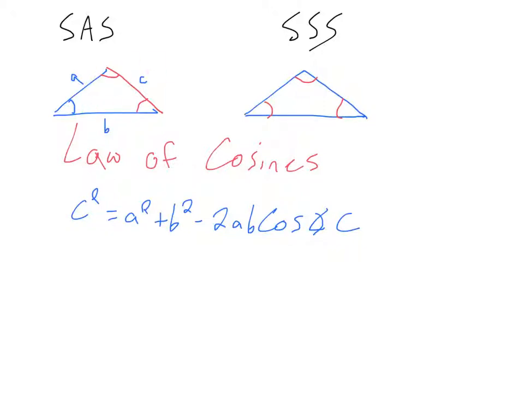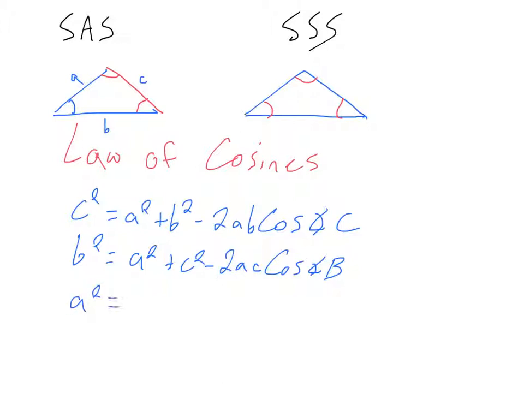But it's also true that B squared is equal to A squared plus C squared minus 2AC cosine of angle B, and A squared is equal to B squared plus C squared minus 2BC cosine of angle A.